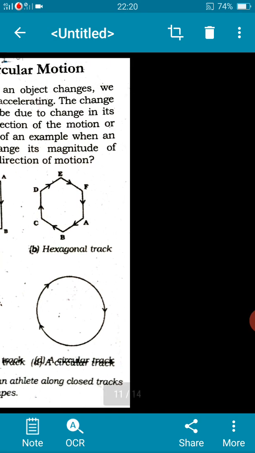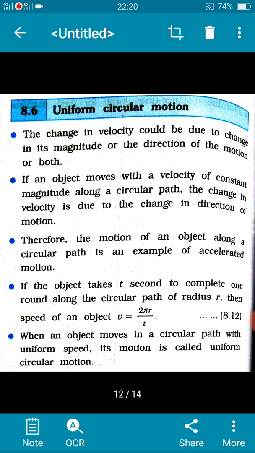And in the movement along a circular path, you know the circumference of a circle is given by the formula 2 pi r. What is circumference? The total length, isn't it? So in a rectangle, quadrilateral, we say perimeter, the total length of all the sides. But here it is the circumference. And then how can you find out the speed or the velocity here?